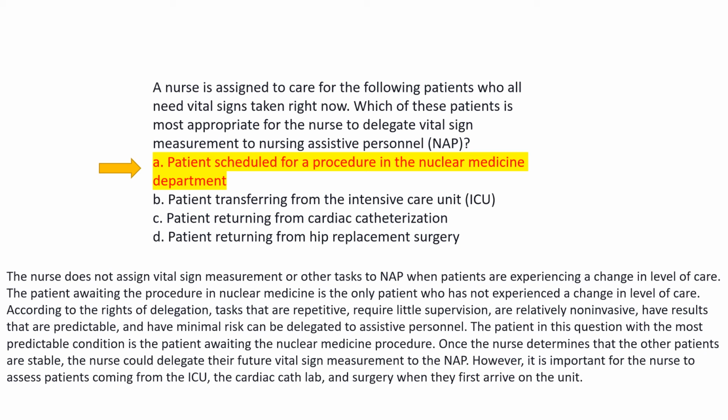Once the nurse determines that the other patients are stable, the nurse can delegate their future vital sign measurement to the NAP. However, it is important for the nurse to assess patients coming from the ICU, the cardiac cath lab, and surgery when they first arrive on the unit.